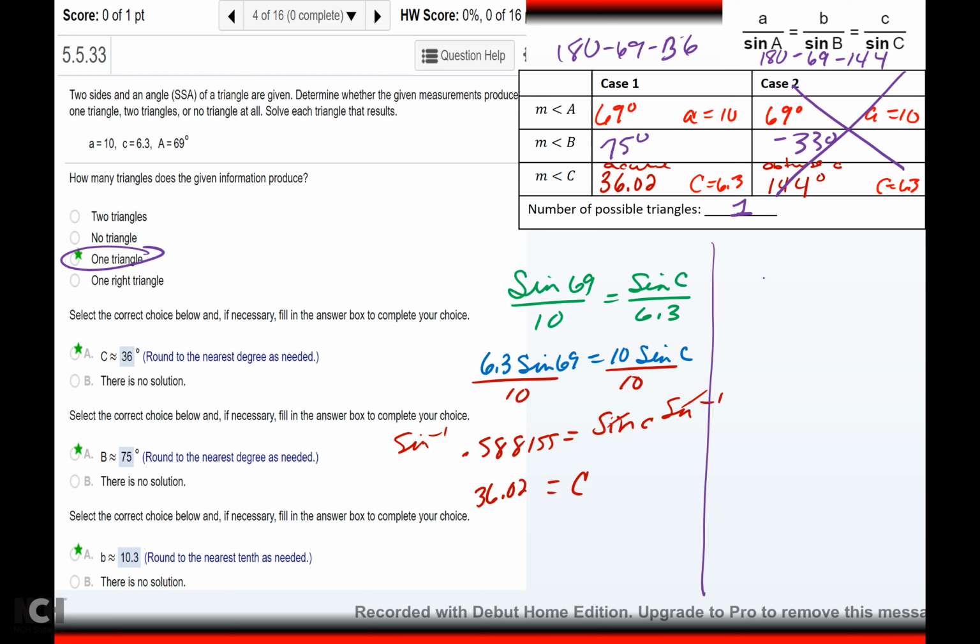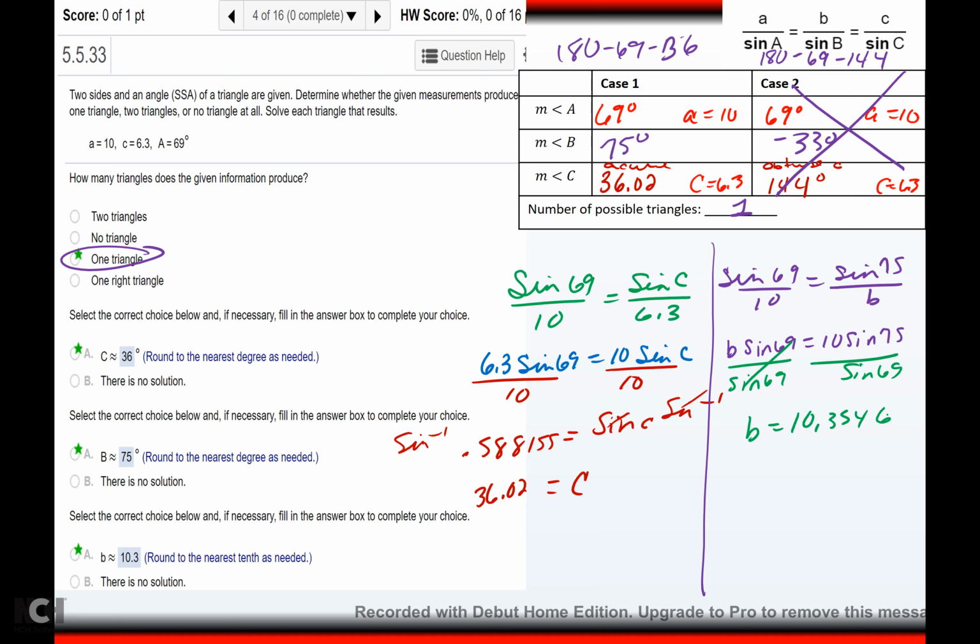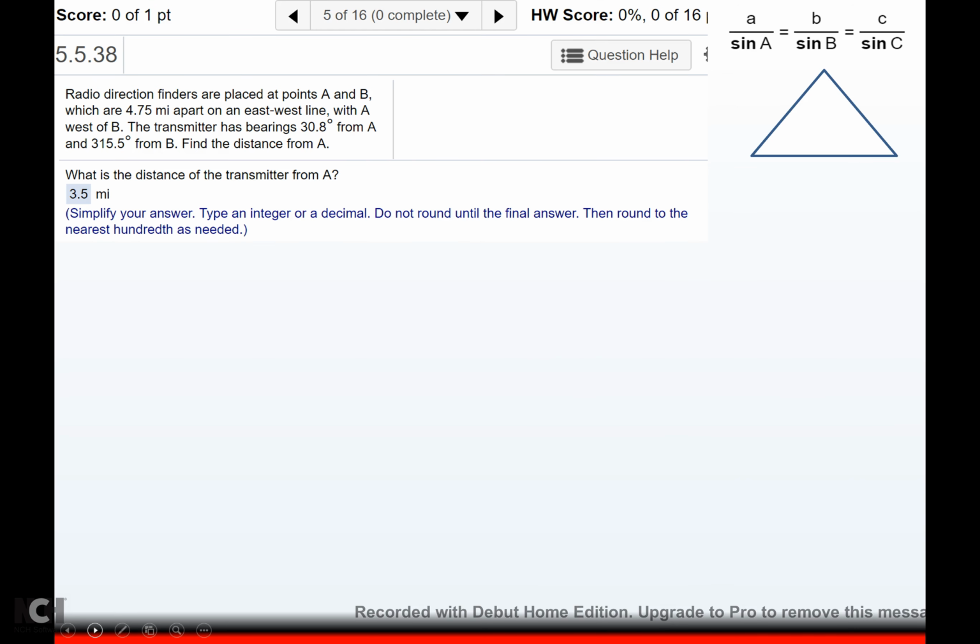So if I set up sine 69 over 10 equals sine 75 over b, I have b times sine 69 equals 10 times sine 75, divide by sine 69, and I get little b is 10.3546, and they rounded it to the nearest tenth, so they said it's 10.3. So there's my measure of angle C, measure of angle B, and little b is 10.3. Okay.